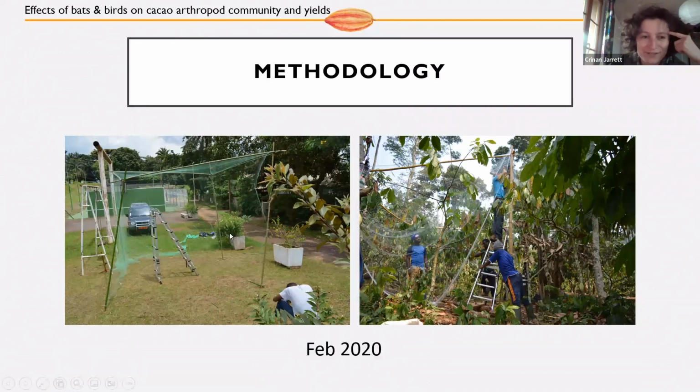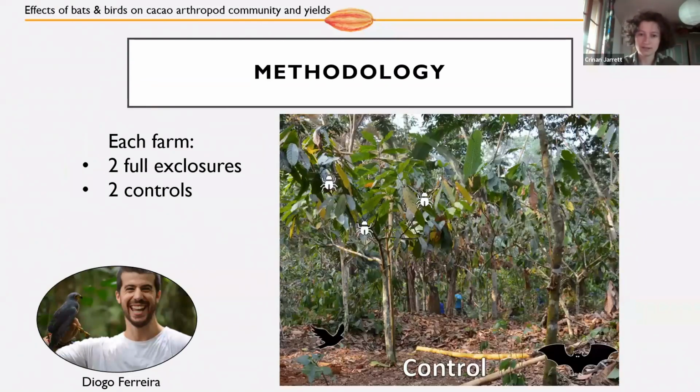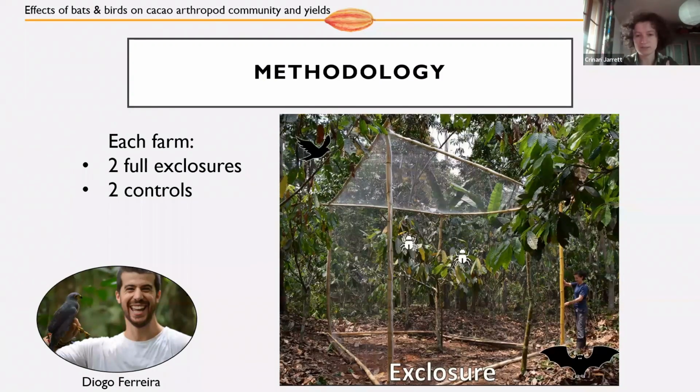On the left-hand picture, you see our practice exclosure, which was super bad. And there's someone looking kind of depressed there in the corner. But we got better with practice, and we ended up managing to set up these exclosures quite well in the farm. In each of the 8 farms, we had 2 trees that were covered by these nets, so 2 trees where the birds and bats couldn't access, and 2 control trees, which were very similar to the experimental trees, but not covered.